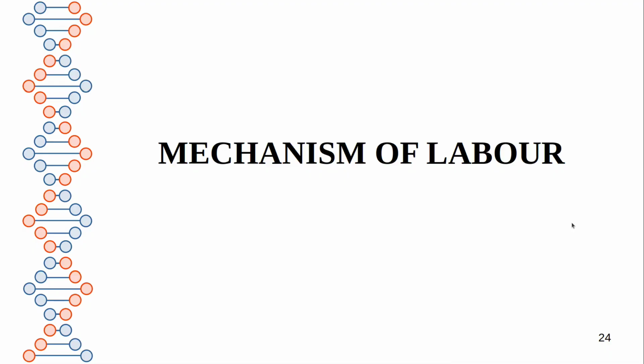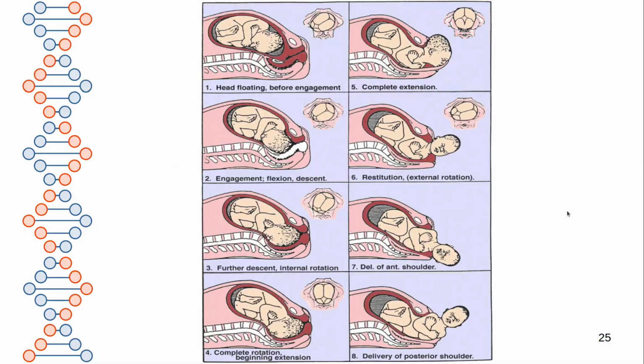Then the next question is the mechanism of labor. Very important. Even in final year you may be asked to demonstrate the mechanism of labor with the pelvis and the fetal baby. So the first step is the head floating before engagement. The head is not engaged. Then engagement of the head. Then flexion and descent, which both happen at the same time. The head is flexed towards the body and descends, moving downwards.